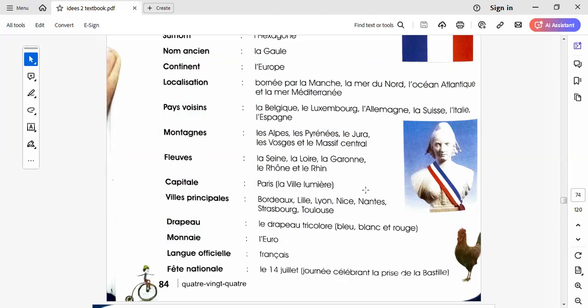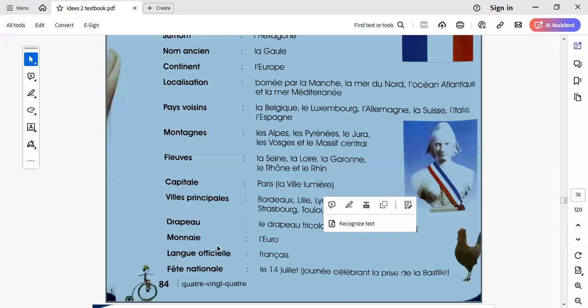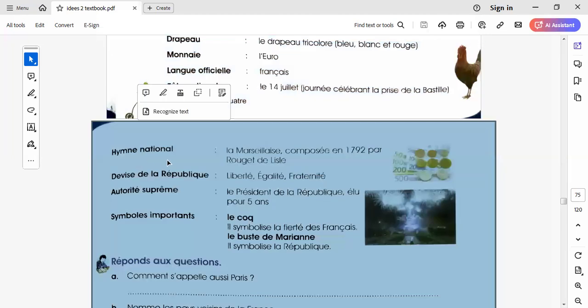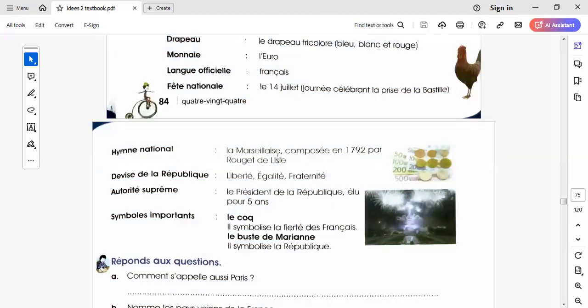And this is celebrated every year. Now, l'hymne national, the national song is La Marseillaise. Composé en, this was composed in this year by, this is the writer of this anthem. Next is Devise de la République. The motto of this is liberté, égalité, and fraternité. That is liberty, equality, and brotherhood.